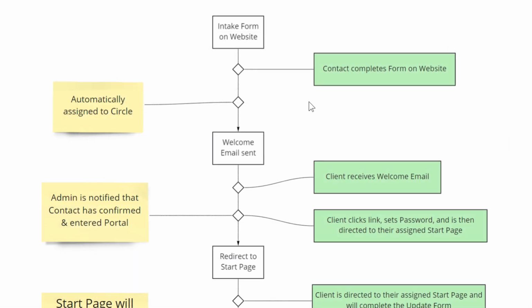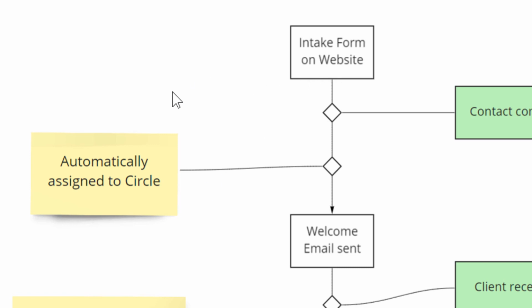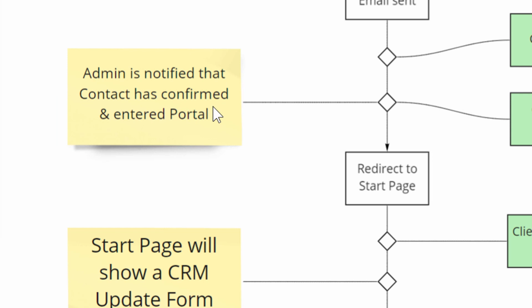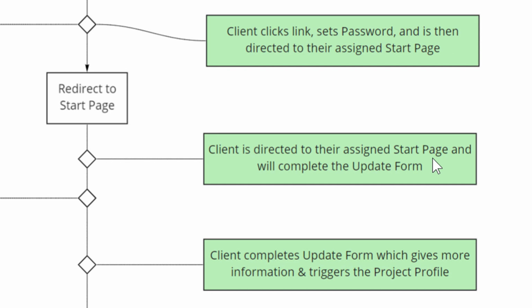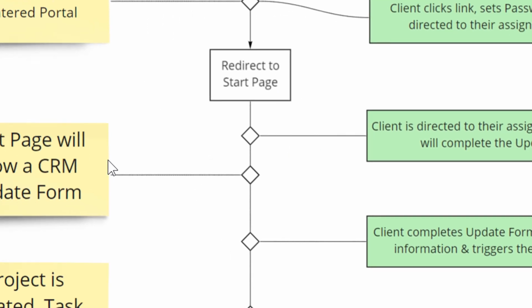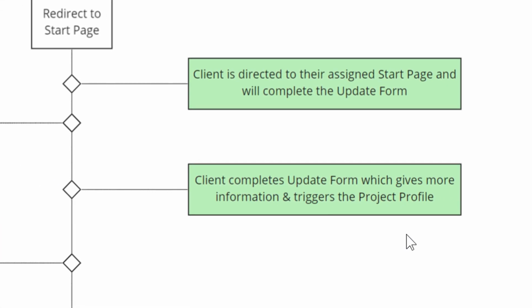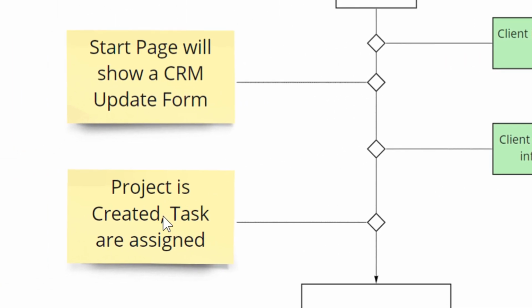Okay, here we are back at our diagram of the workflow. We've created the intake form, we created a circle, we've set the intake form to automatically add anyone who completes the form to this circle. We set the welcome email to automatically send. We set up that the admin would be notified by enabling that coordinator setting. We created a portal page, set it as the start page for the circle. So when clients that are part of that circle log in, they're going to be redirected to the start page where we will show a CRM update form, which we will now create. And we will set up this CRM update form to trigger the project profile when it's submitted. And that will automatically and instantly create the project and then assign any tasks that are inside that project.